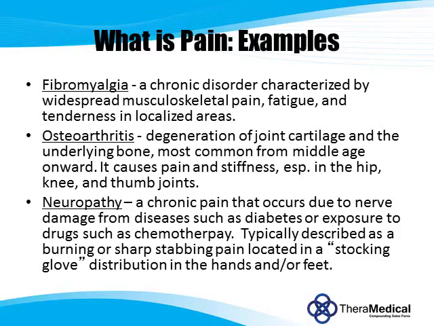Neuropathy, or neuropathic pain, is a chronic pain disorder which occurs due to nerve damage from diseases such as diabetes or exposure to toxins and drugs such as chemotherapy when treating cancer. Typically, this pain is described as a burning or sharp stabbing pain located in the feet or hands in a stocking glove distribution.